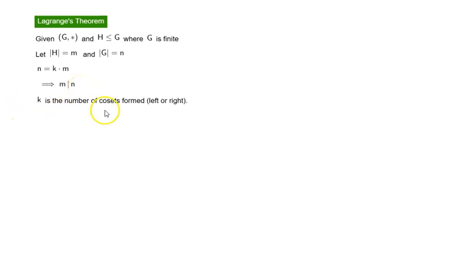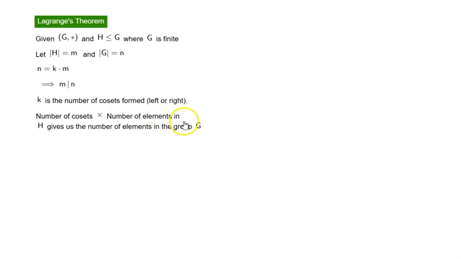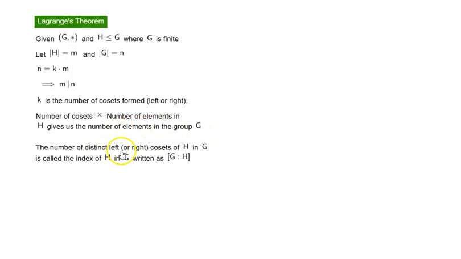Now, here K is the number of cosets found, either left or right. The number of cosets times the number of elements in the subgroup H gives us the number of elements in the group G. The number of distinct left or right cosets of H in G is called the index of H in G, written within square brackets as [G : H].